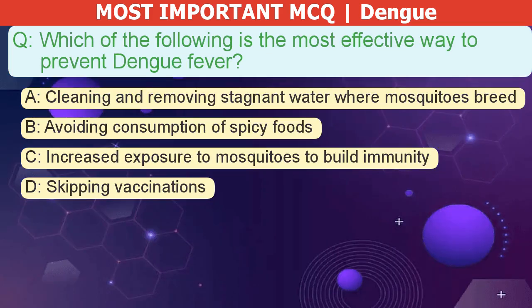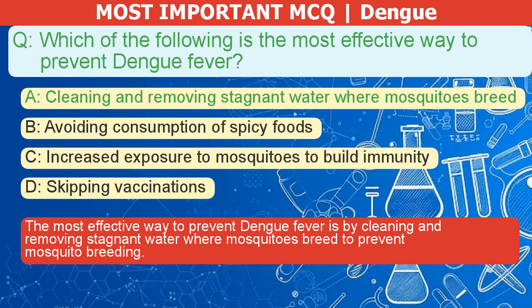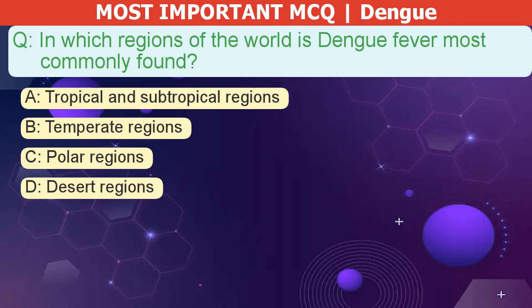Which of the following is the most effective way to prevent dengue fever? A. Cleaning and removing stagnant water where mosquitoes breed. B. Avoiding consumption of spicy foods. C. Increased exposure to mosquitoes to build immunity. D. Skipping vaccinations. The correct answer is A. The most effective way to prevent dengue fever is by cleaning and removing stagnant water where mosquitoes breed to prevent mosquito breeding.